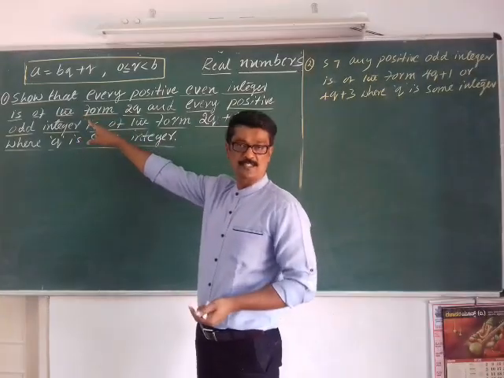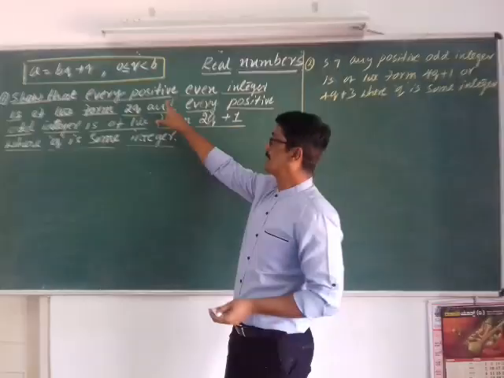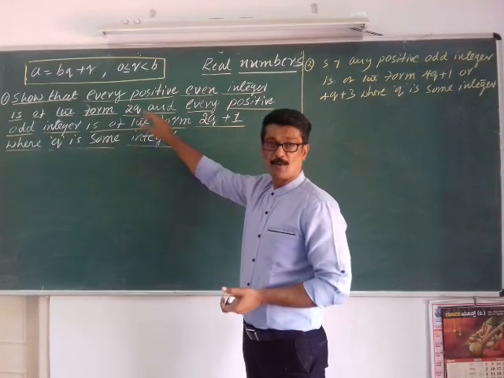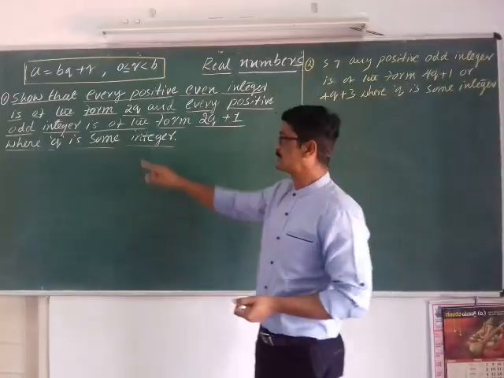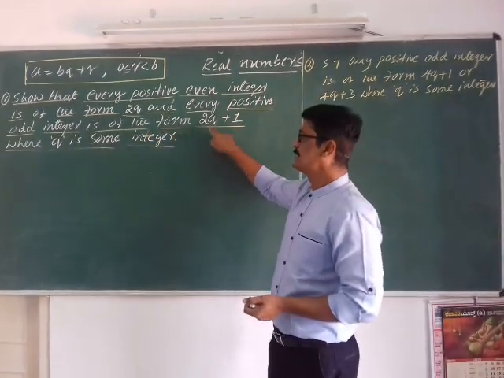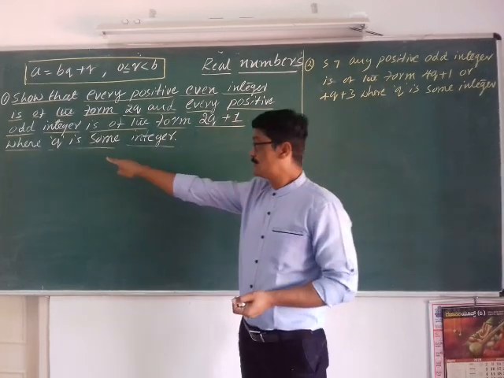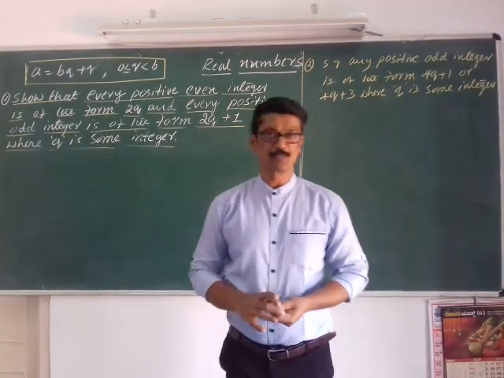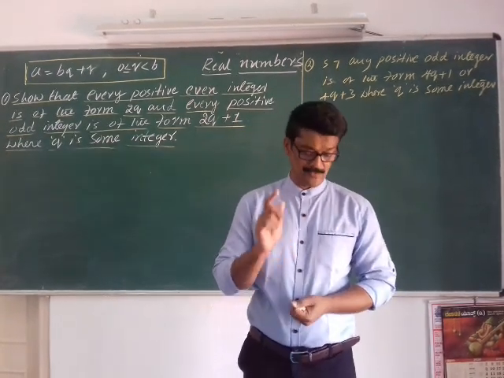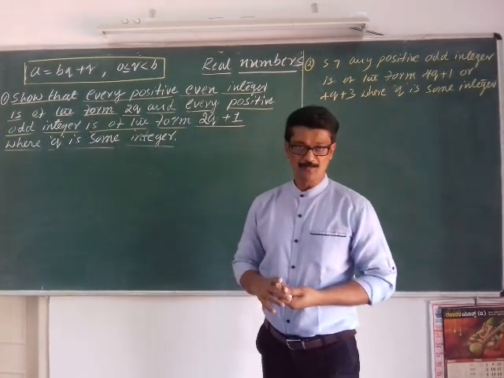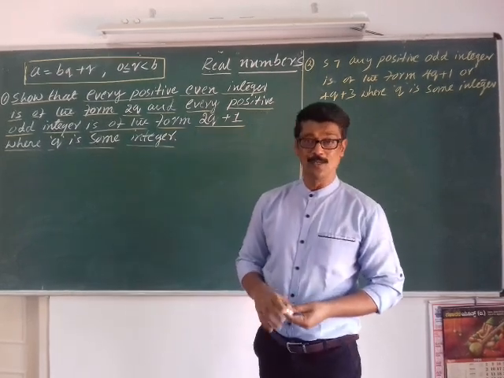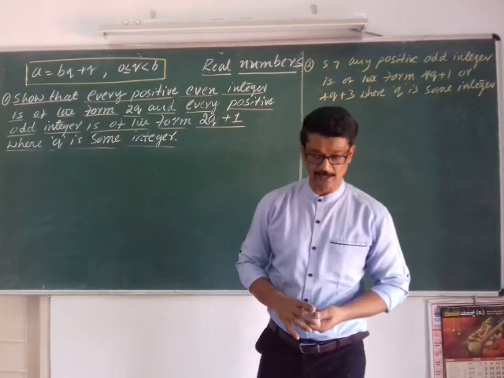The first question is this one. Show that every positive even integer is of the form 2q, and every positive odd integer is of the form 2q plus 1, where q is some integer. So let me repeat the question. Every positive even integer is of the form 2q and every positive odd integer is of the form 2q plus 1, where q is some integer.